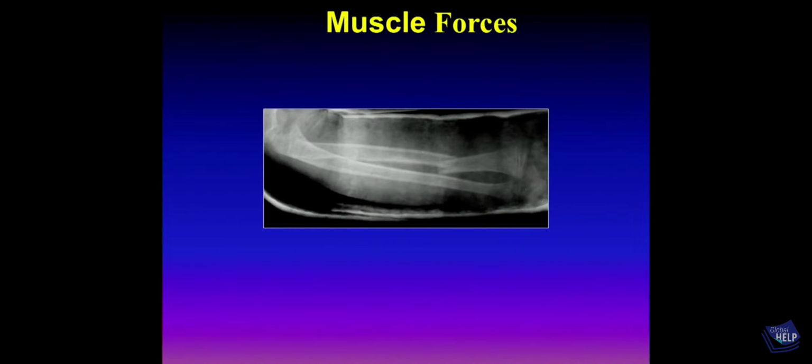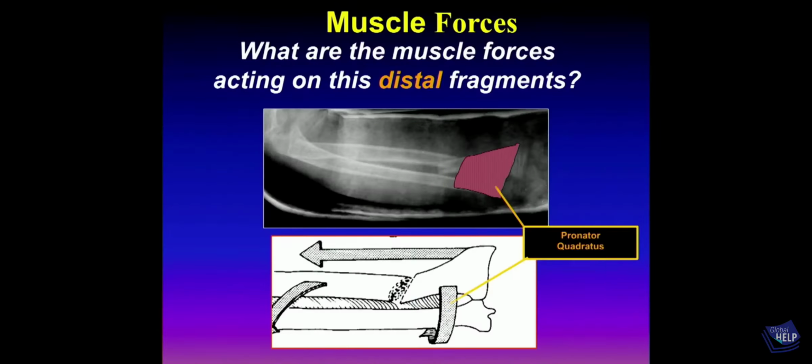Now, we go to the distal one. What are the muscle forces occurring here? Brachioradialis and the pronator quadratus. That's right. The pronator quadratus brings it into this kind of flexion, and then the rotation is because the brachioradialis attaches to the distal radius. So both of those muscles cause this thing to angulate.